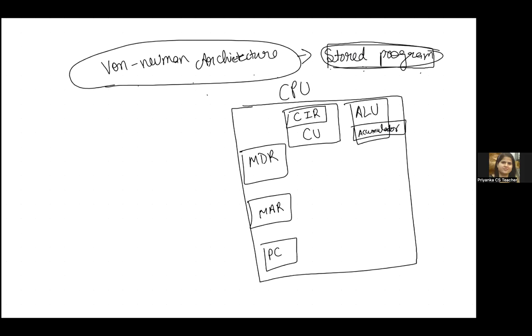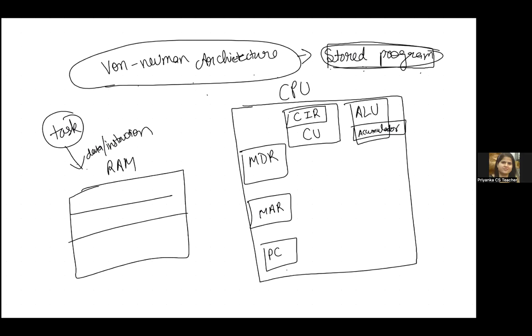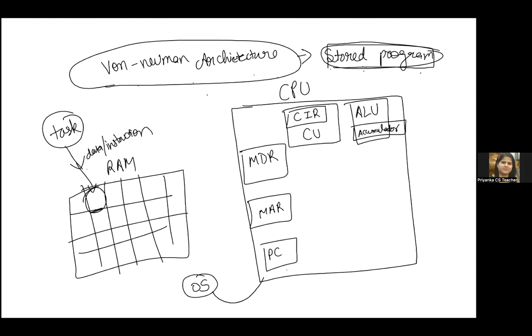Whenever you are giving any task to your computer, this data or instruction will be loaded to the primary memory, RAM. RAM is divided into small cells, and these data and instructions will go to the RAM. And the operating system, once we are giving any task to our computer, will load the address of the next instruction or data to the PC.